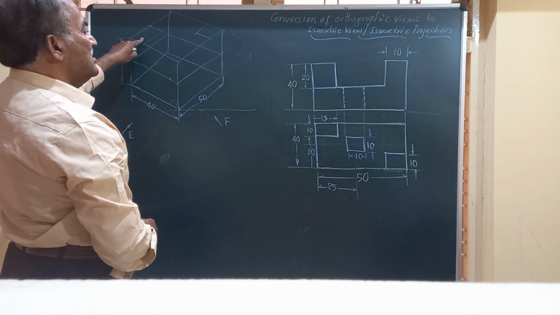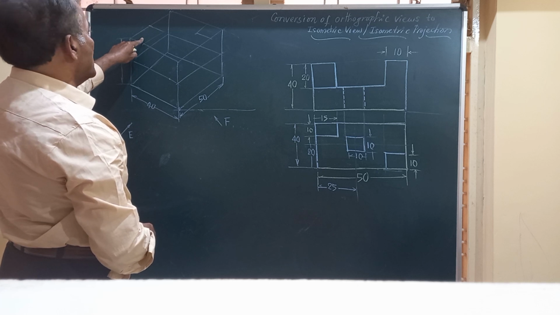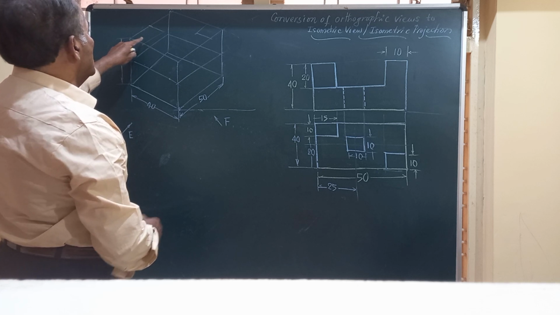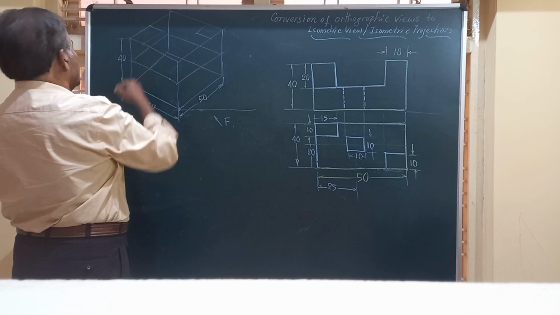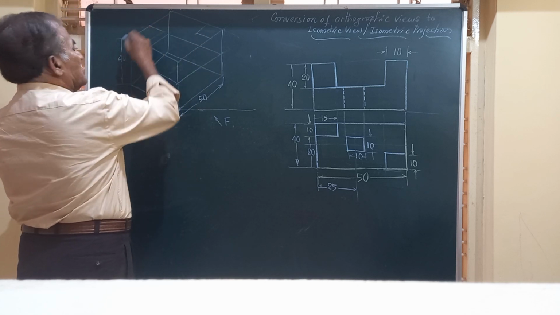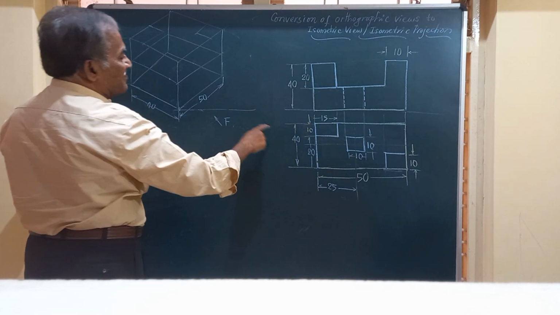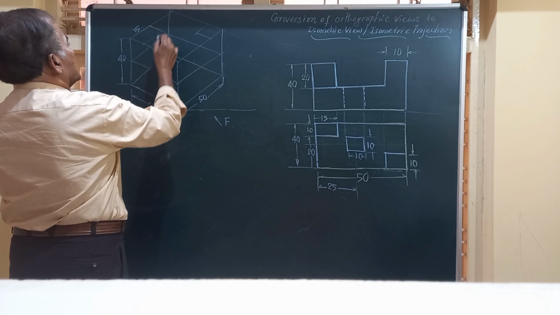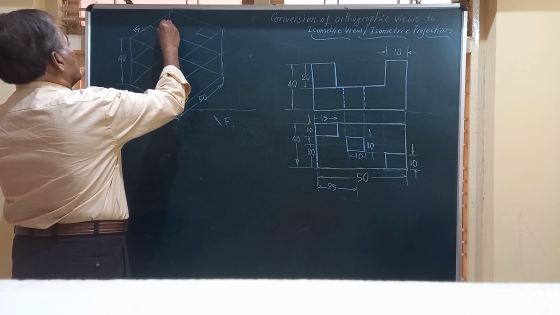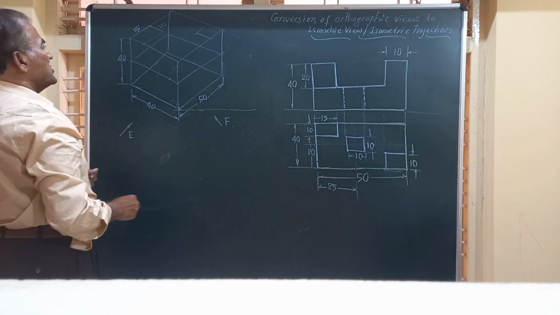Friends, now we can just write down these projections at the extreme end. That is, this has got a dimension of how much? That is 15 width. This is 15 and this is 10 mm. 15 by 10 mm. There is a projection there.